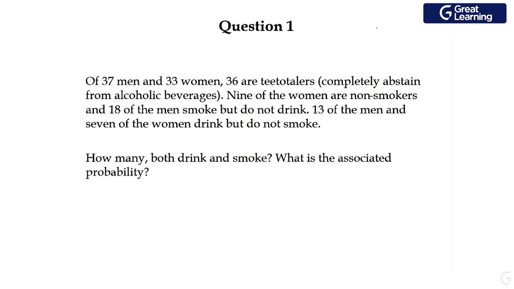9 of the women are non-smokers and 18 of the men smoke but do not drink. 13 of the men and 7 of the women drink but do not smoke. How many both drink and smoke? And what is the probability? The probability is straightforward. How many both drink and smoke is what you have to solve.